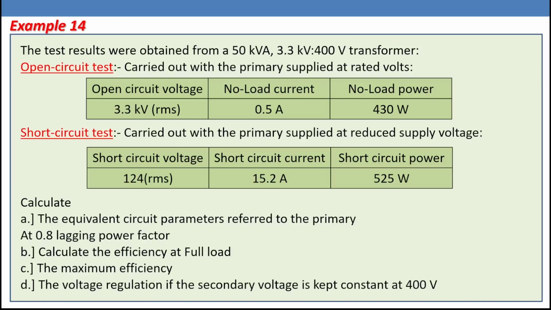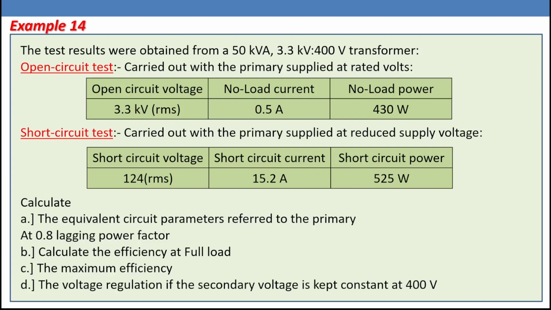Let us take a comprehensive example to cover the testing and transformer performance. The test results were obtained from a 50 kVA, 3300 volt / 400 volt transformer. We have the open circuit test, which is carried out with the primary supplied at rated voltage, so the measurements are on the primary. We have V node equals 3300 volt, no load current 0.5 ampere, and the no load power is 430 watt.